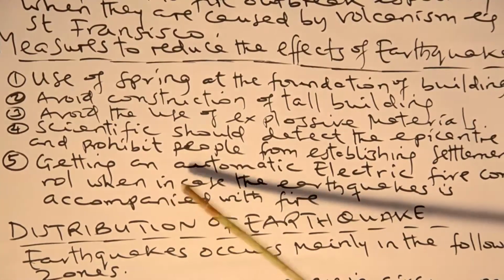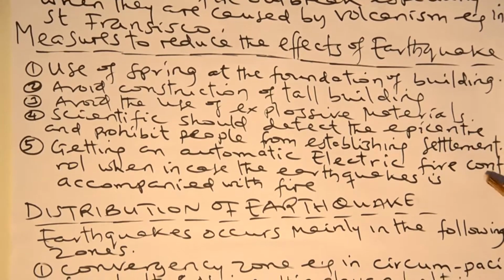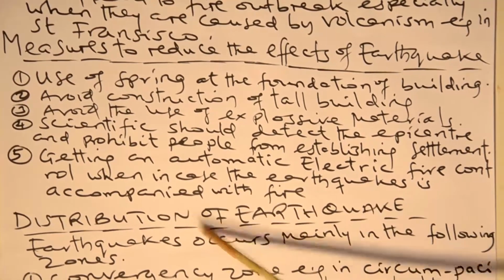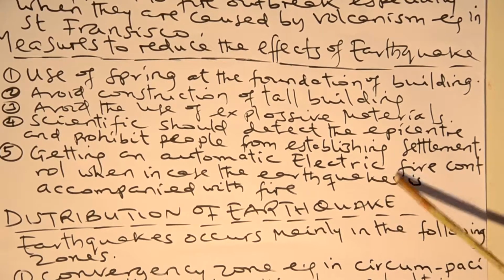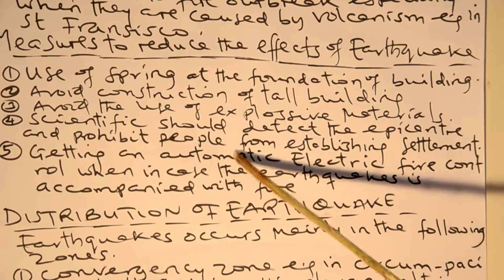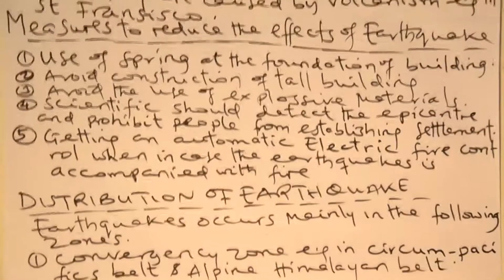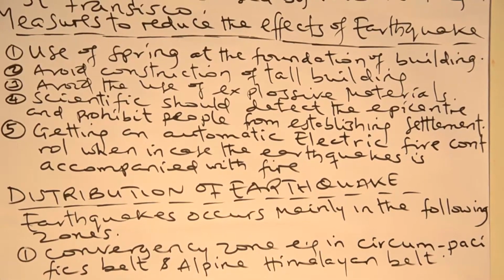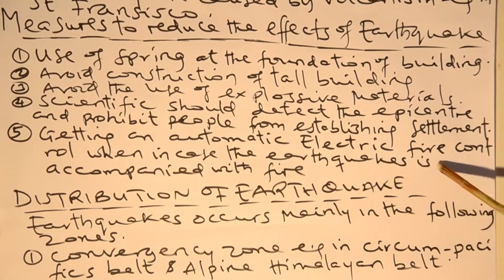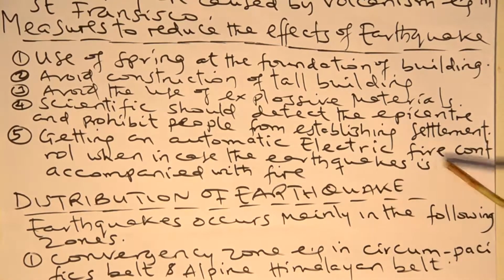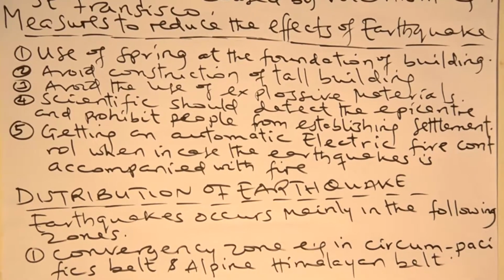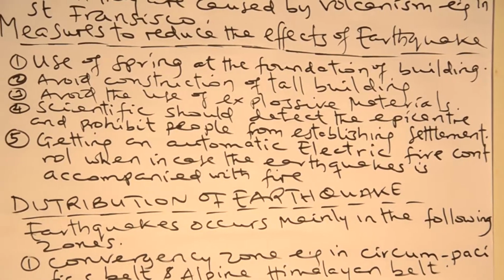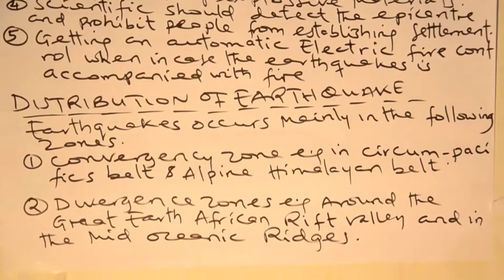Dear students, get an automatic electric fire control for when the earthquake is combined with fire. But this is mostly in developed areas, not in developing ones, because these automatic electric fire machines are not obtainable there. But we are advised to use automatic electric fire control wherever an earthquake is combined with fire, or fire erupted due to volcanism, the eruption of molten materials. Dear students, distribution of earthquakes.